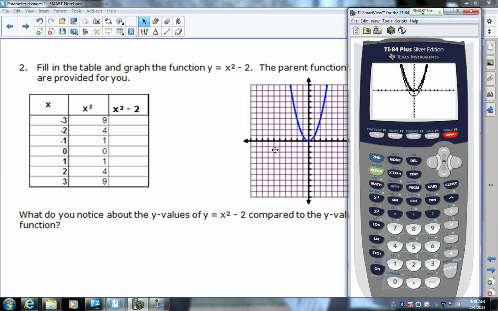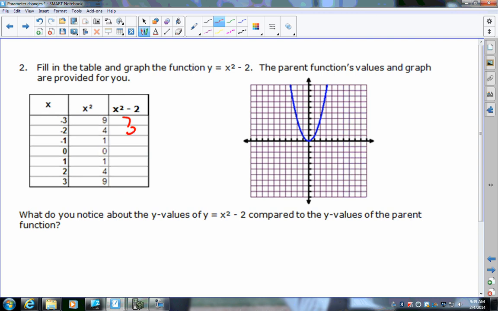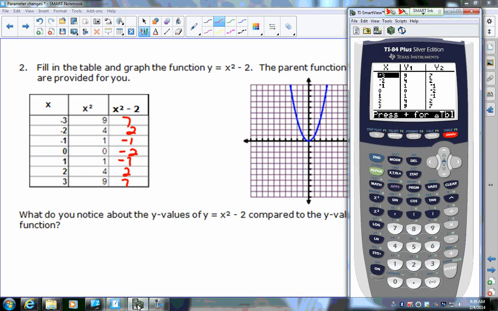Now, when you look at this one, let's fill in the table. Let's go into the table, go second graph, and it says when x is negative 3, what is y? So if I go over here to the y2 column, I have 7, 2, negative 1, negative 2, negative 1, 2, and 7. All I did was put the equation in the calculator, fill in my table, and have it match right over here.